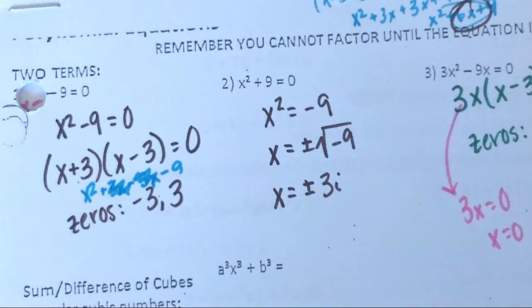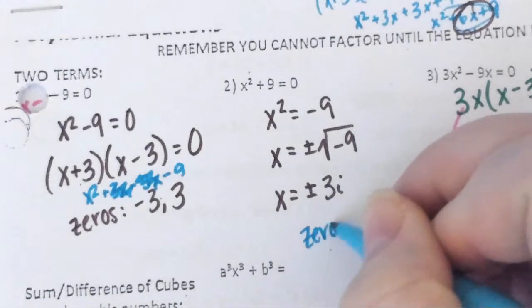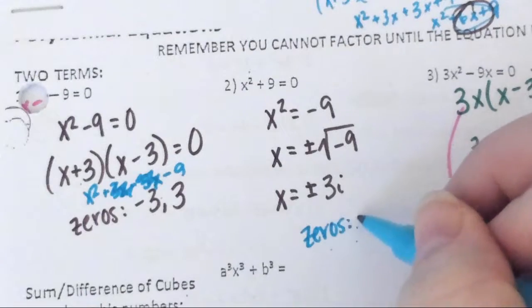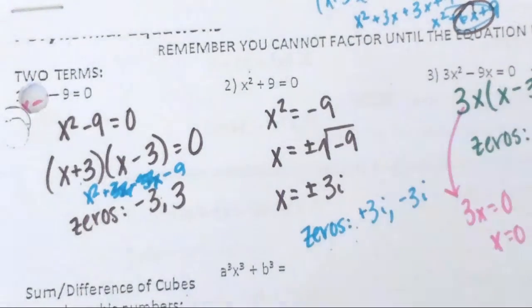So since we got imaginary answers anyway, our zeros are imaginary zeros. They're not actually going to cross our x-axis. So we have imaginary roots. So positive 3i, negative 3i. We're not actually going to cross there. So we should have known we couldn't factor it to begin with, I guess. That's the moral of that story.